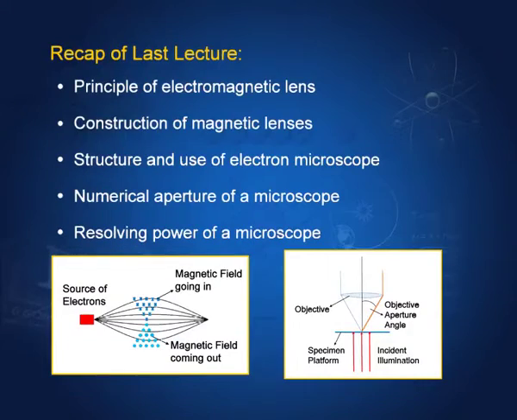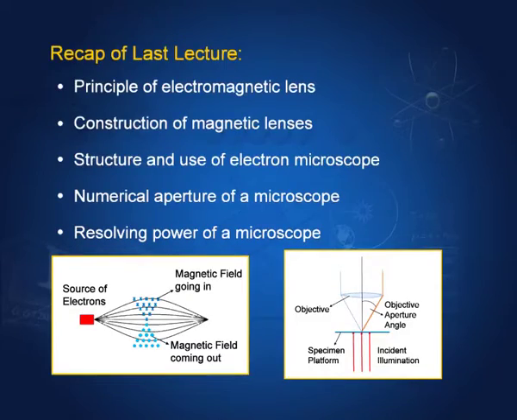And this electron microscope has what are known as electromagnetic lenses. And we also learned the principle of a magnetic lens. We have a varying magnetic field and we have a source of electrons. When these electrons go through the magnetic field, they get focused at this point. And with the help of the electromagnetic lenses, we could construct an electron microscope.